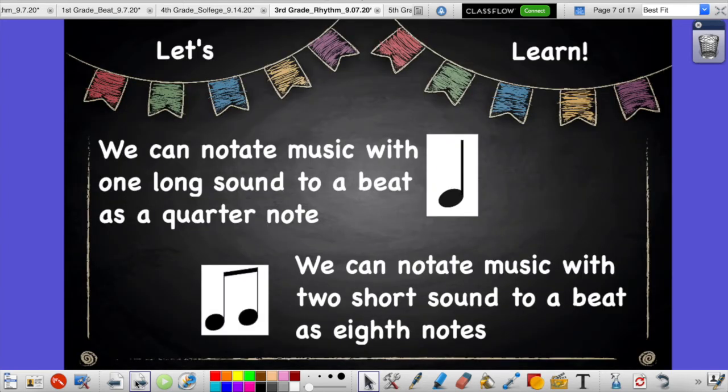We can notate music with one long sound to a beat as a quarter note. Here we have our quarter note. We can notate music with two short sounds to a beat with eighth notes. These are our eighth notes.